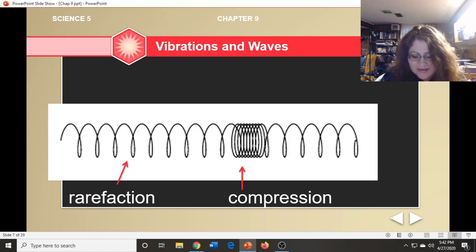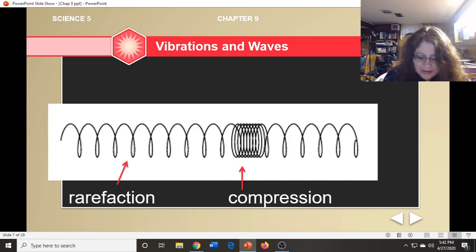As the motion of the vibration moves away from the compression, the particles spread apart again. This part of the wave is called a rarefaction. Here. Waves continue to form as long as the object vibrates.